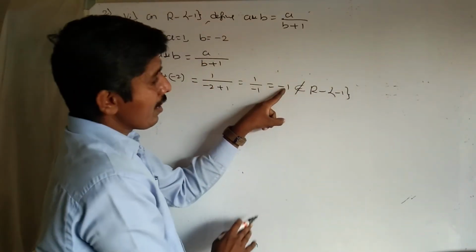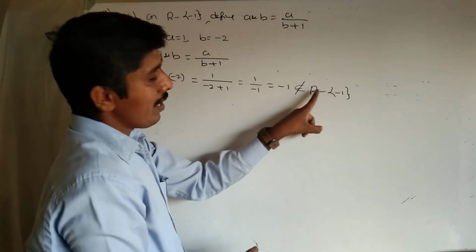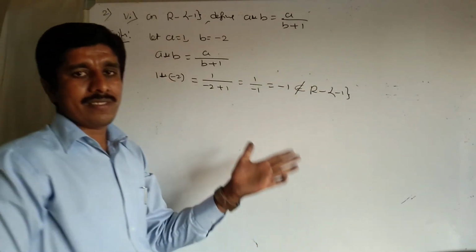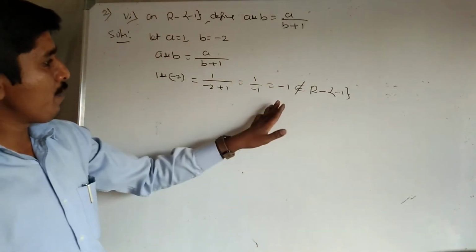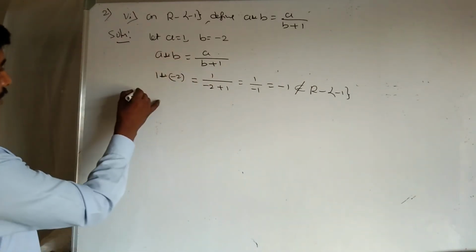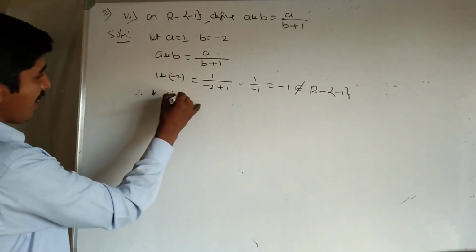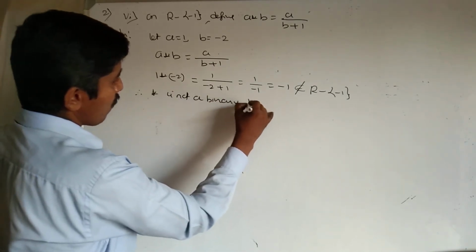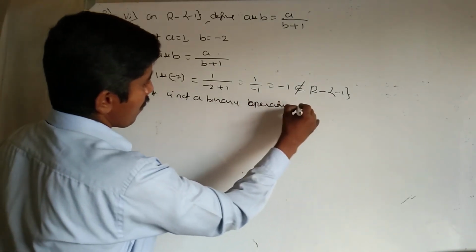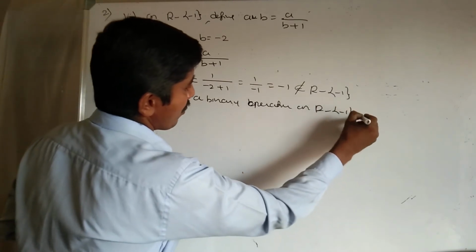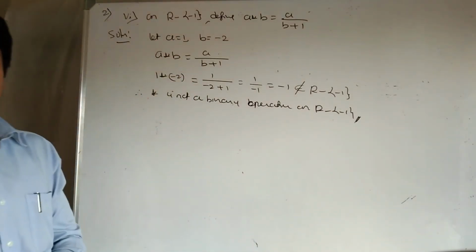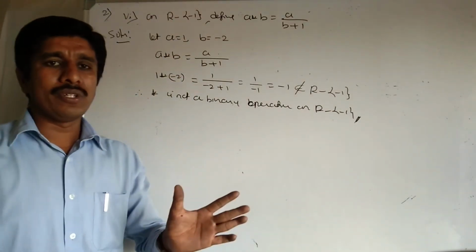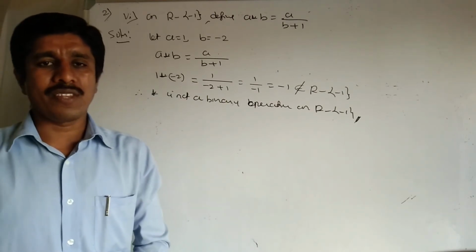Mind it, it doesn't contain minus 1. It contains all real numbers other than minus 1. Therefore, we can say directly that star is not a binary operation on R minus the set {minus 1}. Got it. It is not a binary operation, mind it. No need to verify whether it is commutative or associative.